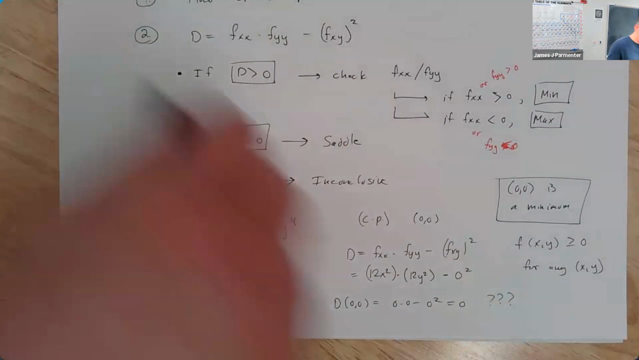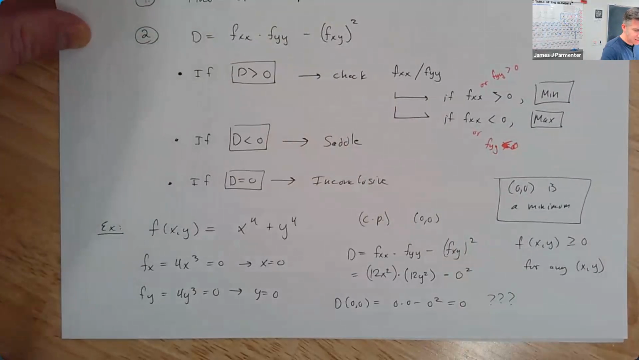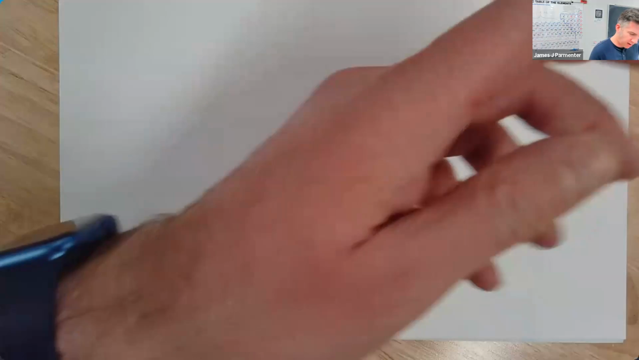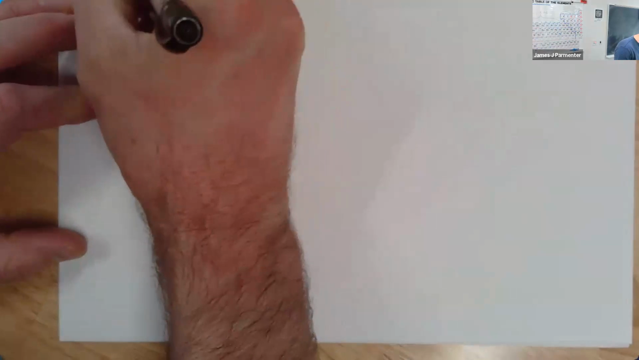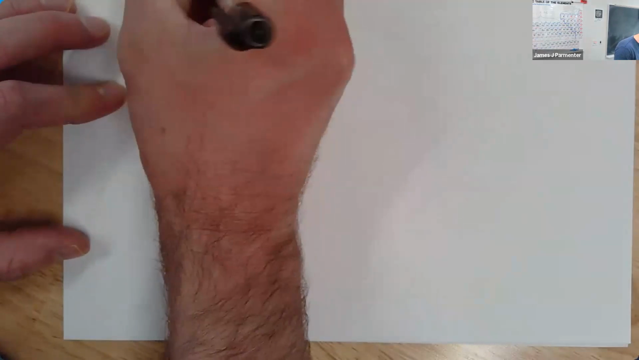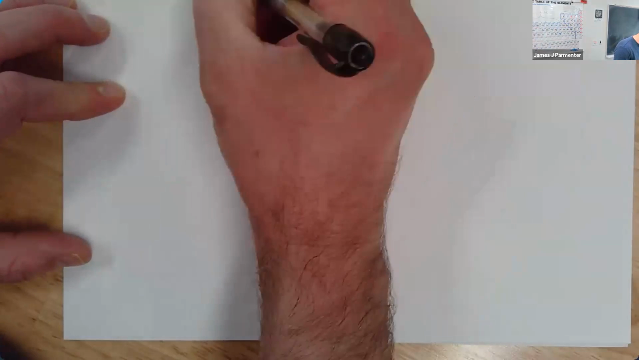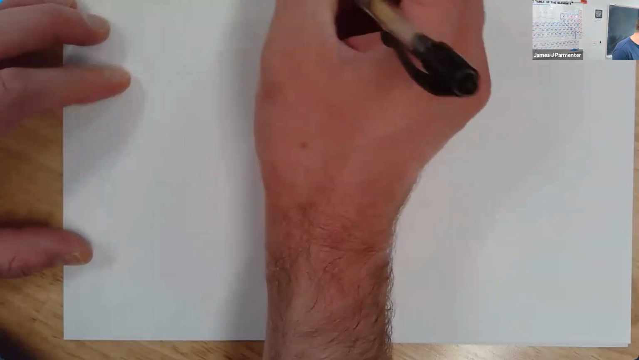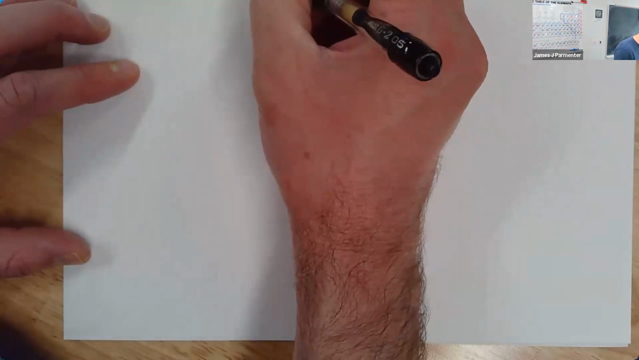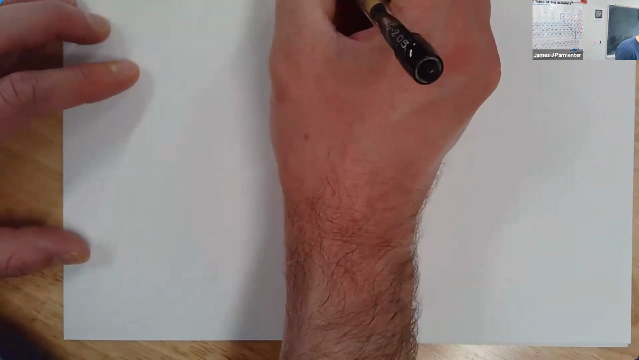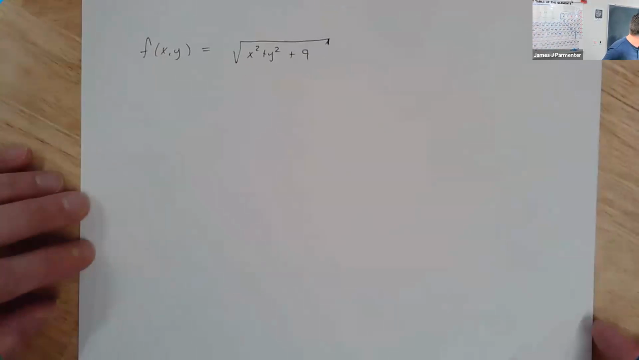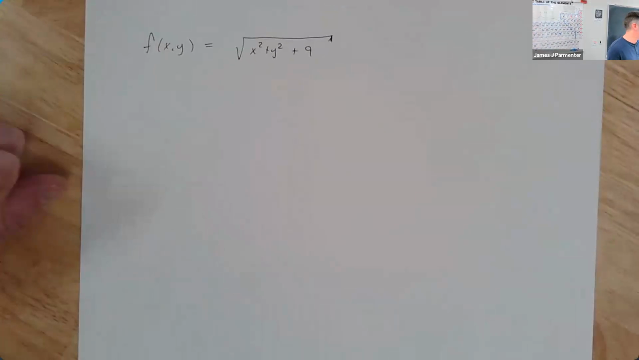So let's look at an example similar to the one you were asking about, because I feel like it's worthwhile. You said you had a function that was, I'm going to change numbers just slightly, like the square root of x squared plus y squared plus something. I'm going to make it plus 9, just so I can have some plausible deniability. Okay, so let's find the critical points here.